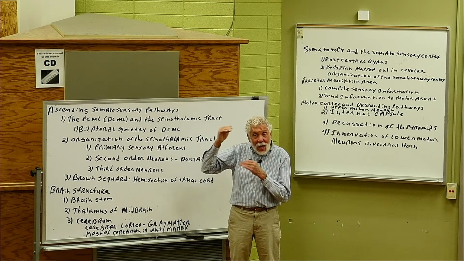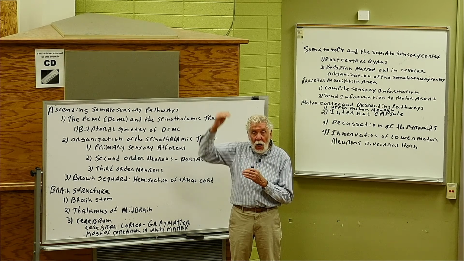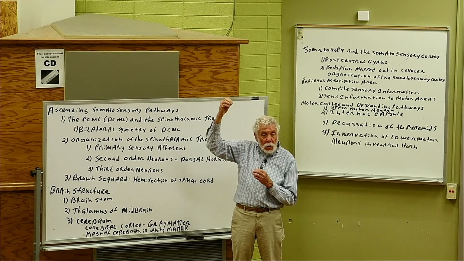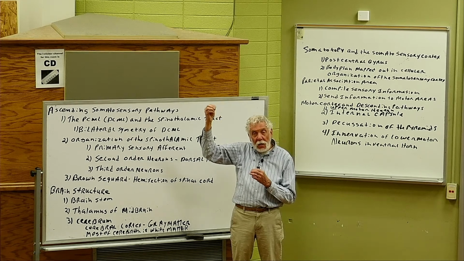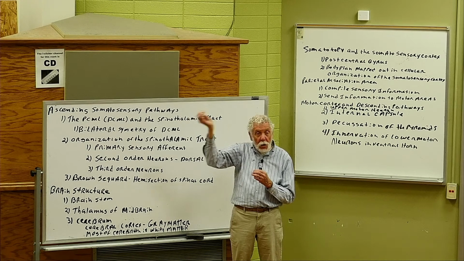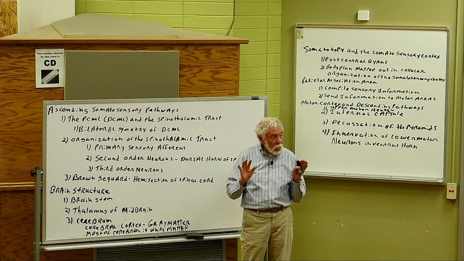So hold that idea in your head. Yesterday we didn't reach the second-order neuron until we got to the brainstem. We had to send those axons all the way up to the brainstem, to the dorsal column nuclei, where they made the synapse between the primary sensory afferent and second-order neuron. Second-order neuron crossed the midline. That's the rule. Second-order neuron always crosses the midline.